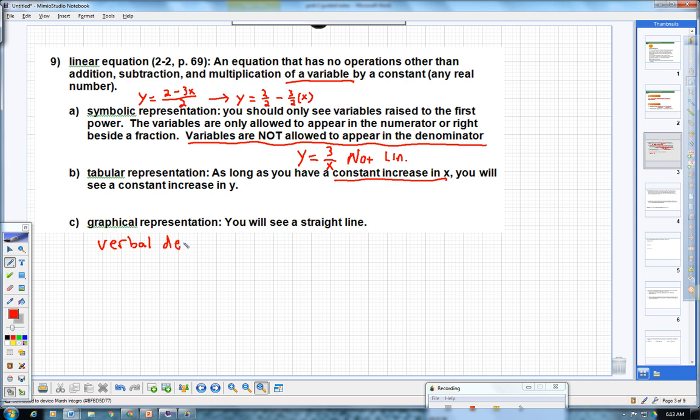But you might see the book refer to this as a verbal description. They're really just wanting a verbal description of a line.